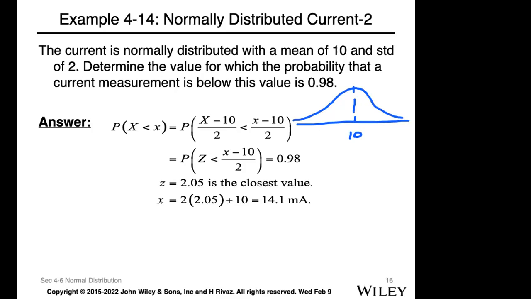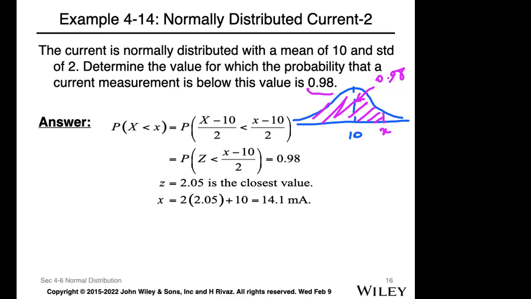So I want to find some value x such that the probability that I'm below this value, this area under the curve, is 0.98, right? Let's say the specifications of some wire do not allow the power, so we want to find the maximum current that I can have with a probability of 0.98. With a very high probability, right?